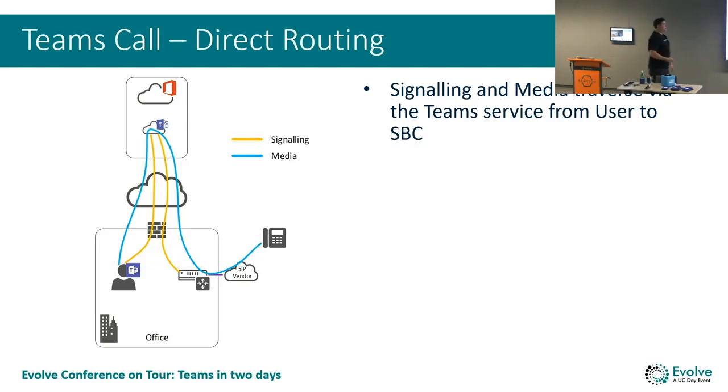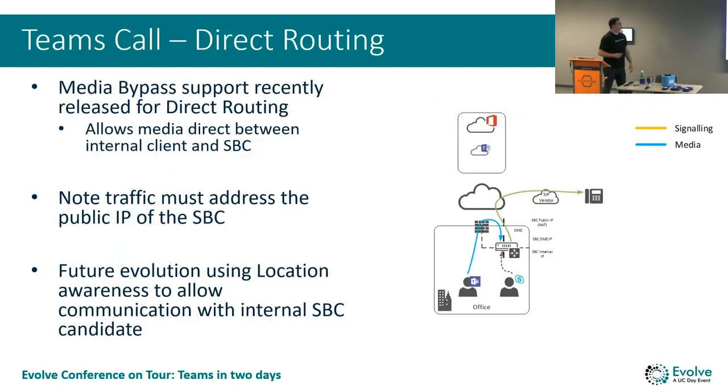Fortunately, they've added media bypass, but media bypass as it stands at the moment still has a couple of catches, or a catch, or a big catch really, in that media bypass will give the internal user as one of their candidates the public IP address of the SBC that's been configured. So that will go to your edge firewall to then be hairpinned back in to the SBC. But you're still keeping it inside your network, you're just putting a little bit of extra load on that firewall. So you do need to look at whether that firewall can do it.